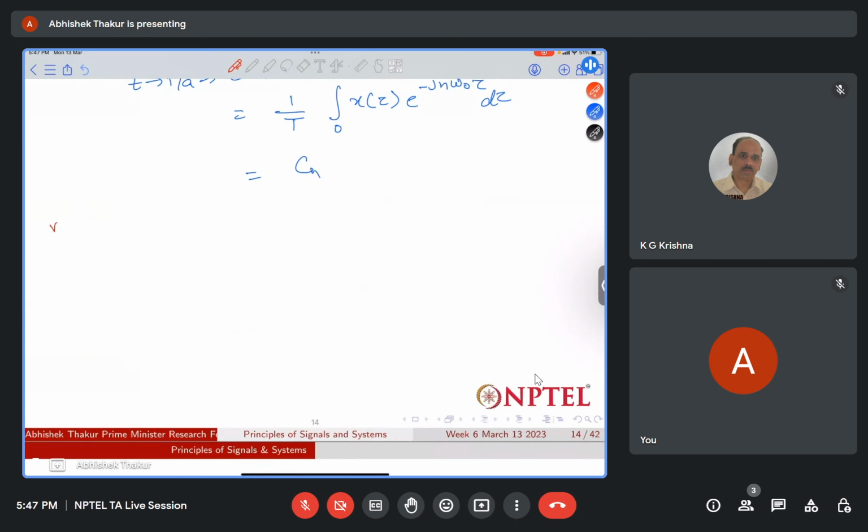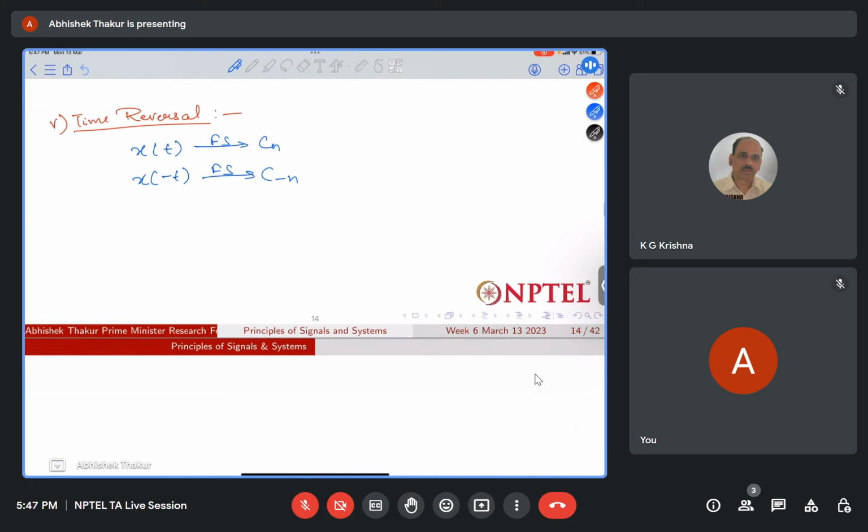The last one is time reversal. Like if the Fourier series coefficient of x(t) is Cn, then for x of minus t it will be C of minus n. So this we can easily prove. But now we'll take some example.